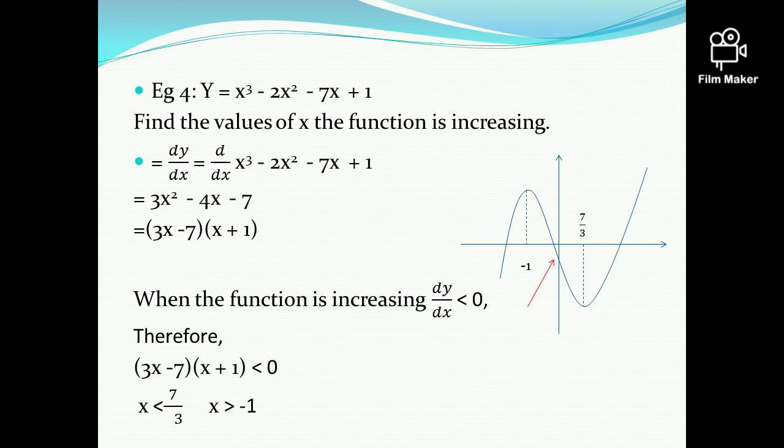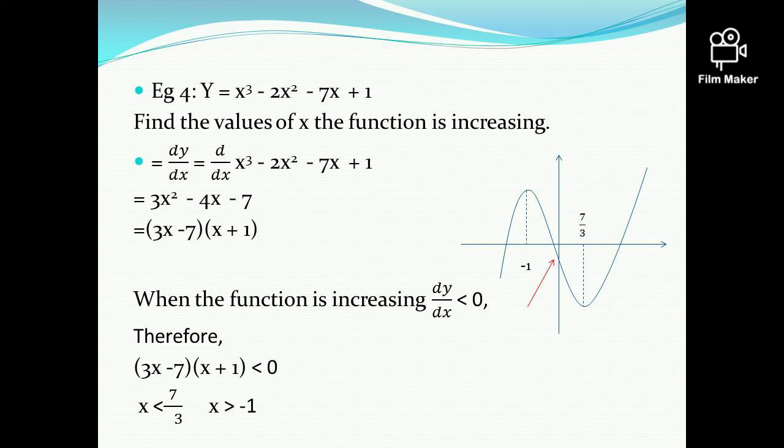Example 4, they ask us to find the decreasing range for the function y equals x cubed minus 2x squared minus 7x plus 1. So as the initial step, we will differentiate the function. If you differentiate it, you get the answer 3x squared minus 4x minus 7. Then I will factorize it and keep it because this factorized format is essential for us to simplify the inequality.